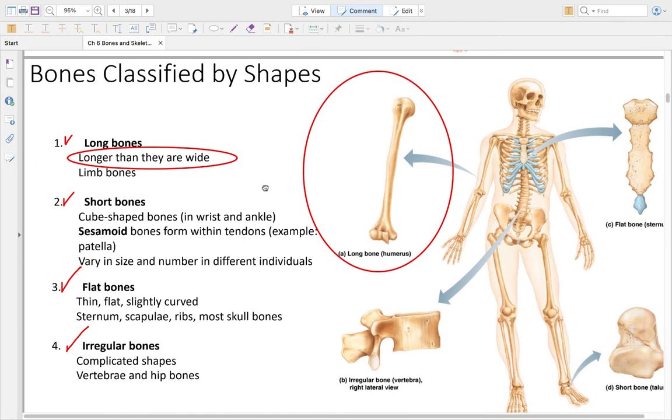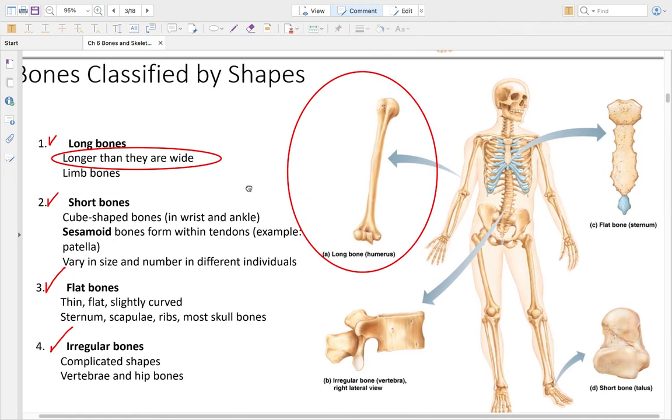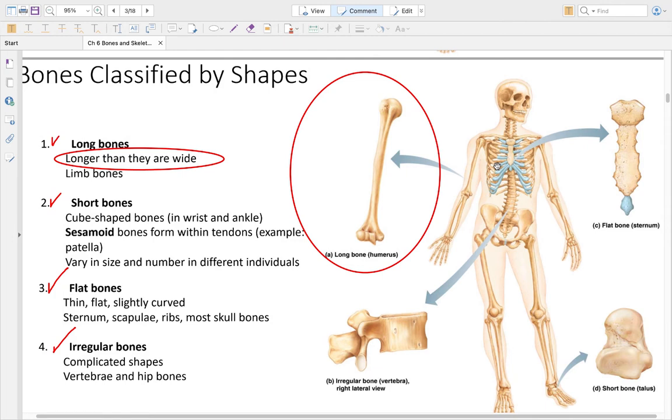Now flat bones, that's pretty easy to understand. They're thin, flat, slightly curved. They make up things like your sternum, your shoulder blades, your scapula, your ribs, and most of the skull are flat bones. And then we have irregular bones, which are a complicated shape that don't fall into the three categories, such as your vertebral column.